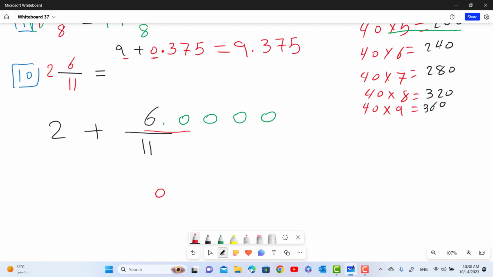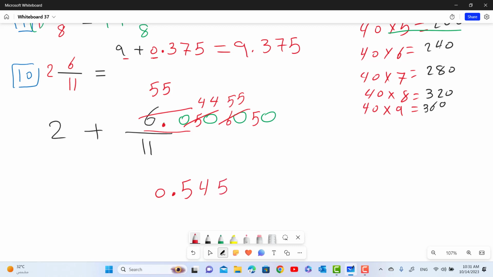60 divided 11. We know table 11. 55. How many number left? 5 here. 55 divided by 11, but I pass through the dot, I should put it here first. 55 divided 11 is 5. 50 divided 11 we can't. 44. And the left number is 6. 44 divided 11 is 4. 60 divided 11 we can't. We make it 55. How many number left? It's 5. 55 divided 11 is 5.